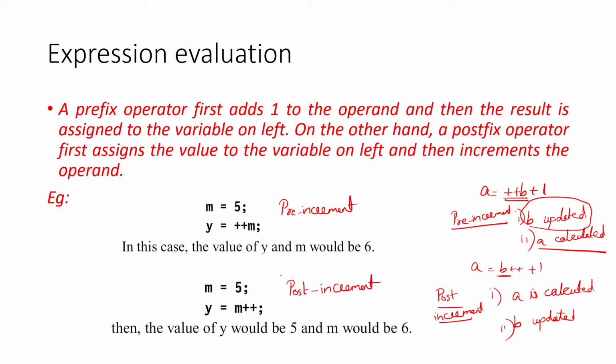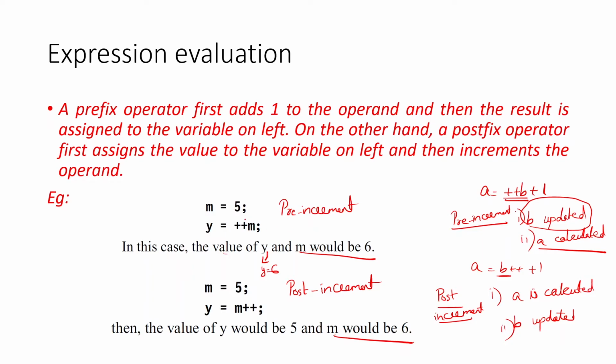And here you can see that in both cases m value became 6. Whether it is plus plus m or m plus plus, m is incremented from 5 to 6, m equals m plus 1. But the difference comes here. Here the value of m is 6, so y is equal to 6 here. Both y and m are 6.